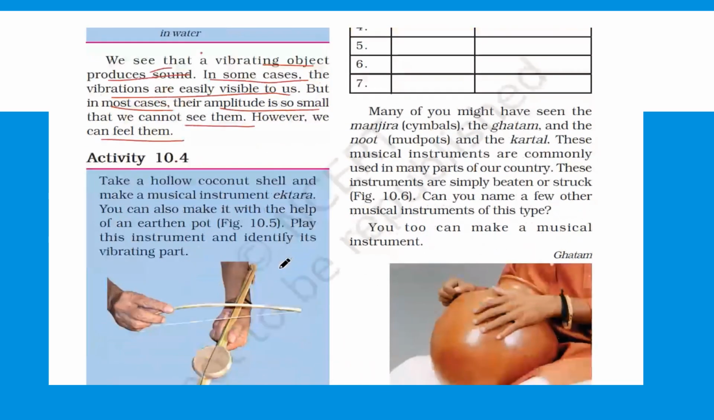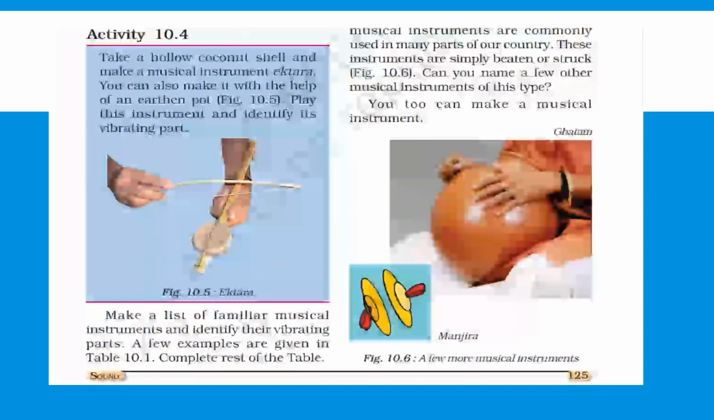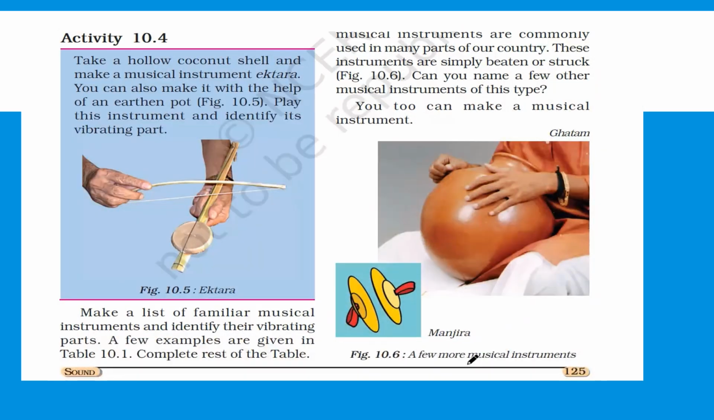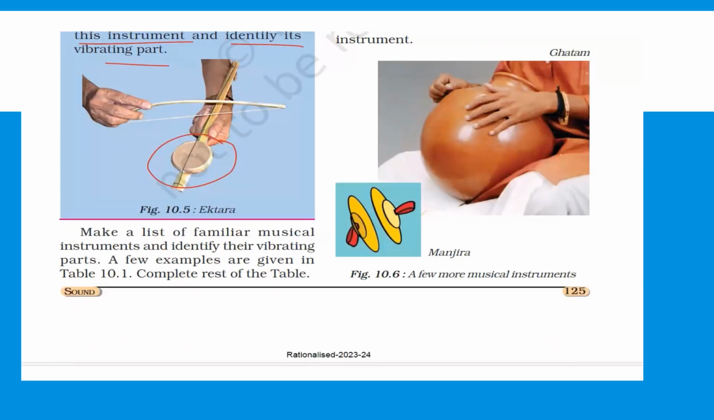Now here comes activity 10.4. Take a hollow coconut shell and make a musical instrument like this. This is called iktara. You can also make it with the help of an earthen pot. Play this instrument and identify its vibrating part. Make a list of familiar musical instruments and identify their vibrating parts.